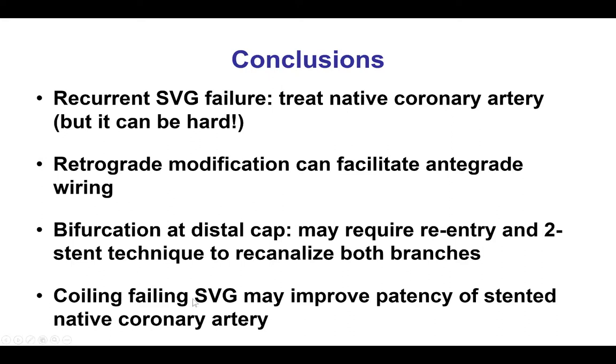And finally, in cases where the native coronary artery is recanalized, but there is brisk TIMI 3 flow from the saphenous vein graft, then coiling the saphenous vein graft may be useful in minimizing the risk of occlusion of the native coronary artery. Thank you.